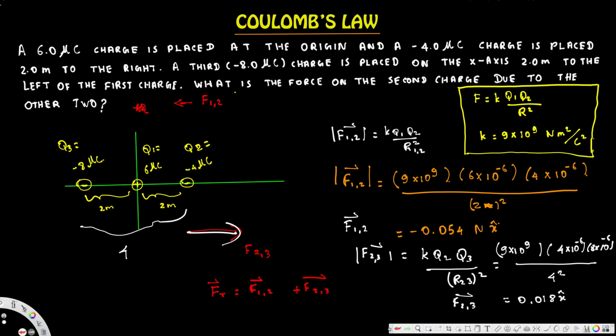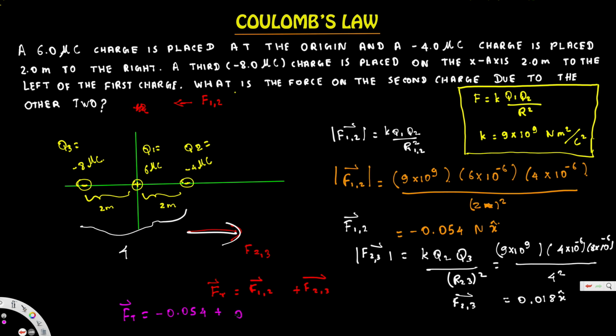Okay, now we have calculated F12 and F23. All we have to do is add them together to find the total force. F total is going to be F12, negative 0.054, plus 0.018, and if you add them together you get negative 0.036 Newton in the x direction. This is in the negative x direction, so that's going to be our final answer.